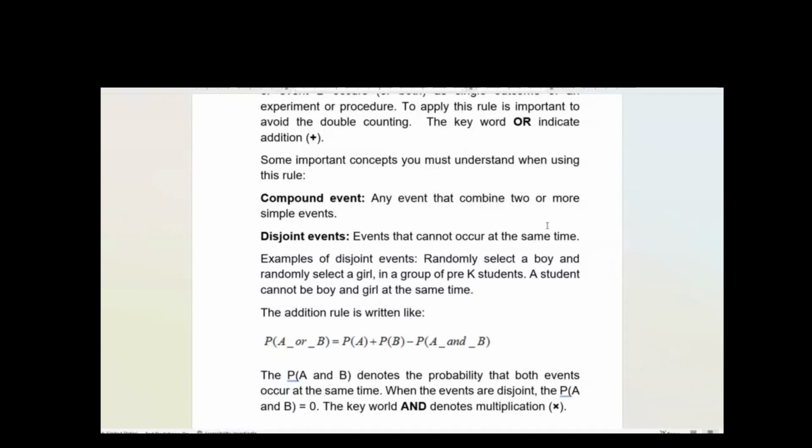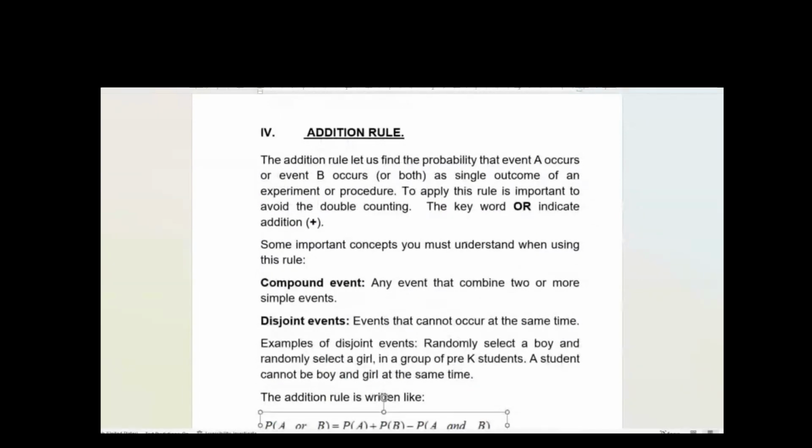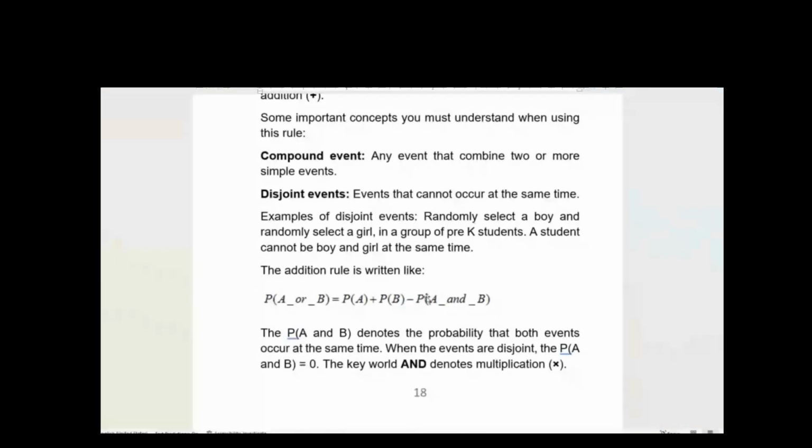So how do you write the addition rule? The probability of A or B is the probability of A plus the probability of B minus the probability of A and B. Why do you subtract the probability of A and B from the probability of A plus the probability of B? Because, as we said at the beginning, it's important to avoid double counting. To avoid double counting, you subtract the probability of A and B.